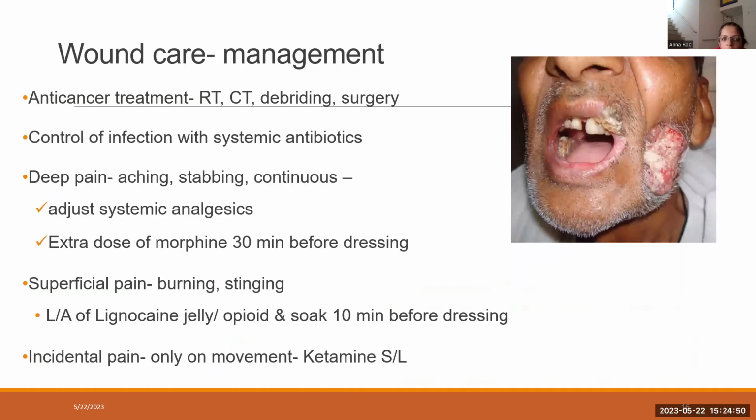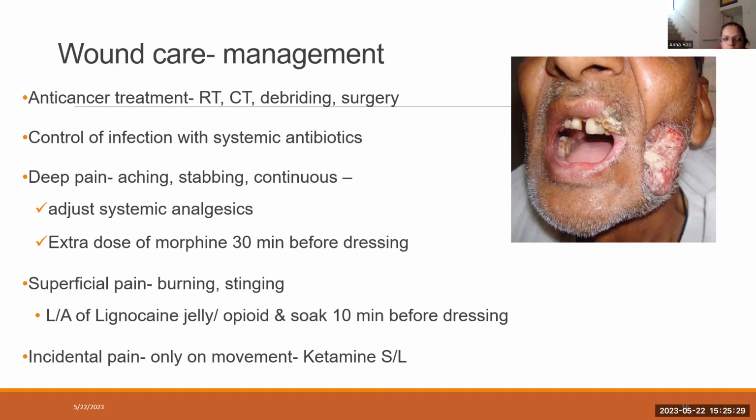Regarding the care, many times it can happen that the treatment of the cancer, that is radiation therapy and chemotherapy, can help in this type of wound. Okay, so the wound will become smaller in size, and the problems of bleeding and exudates will reduce, pain also will reduce. So that can also help. Then debridement of the tissues can also help. In some of the cases, surgery might help.